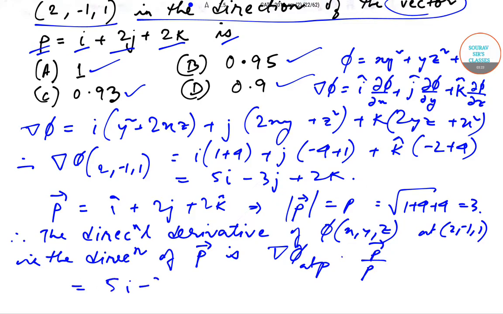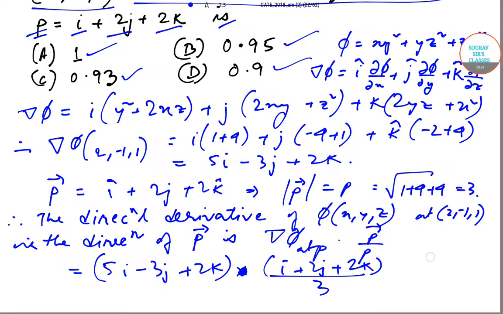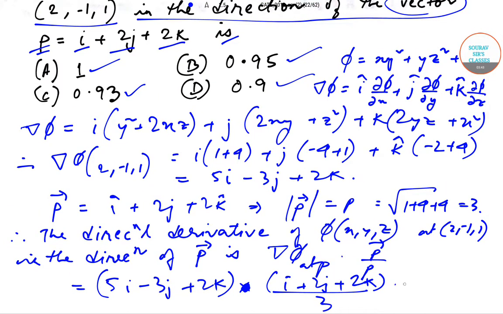So this will be equal to 5i minus 3j plus twice of k, dot product, i plus 2j plus 2k by 3. So this will be equal to 5 minus 6 plus 4 by 3, which will be equal to 1, and which is the option A.